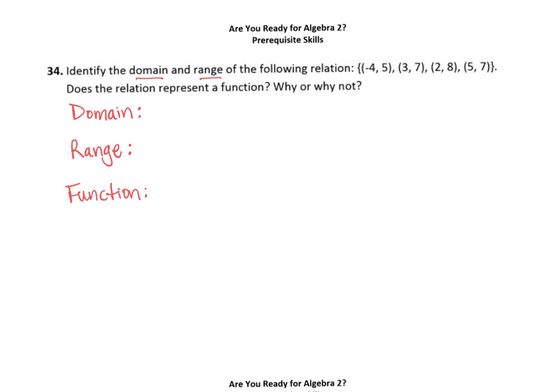On number 34, we're asked to identify the domain and range of the following relation, which a relation is like a grouping of ordered pairs. And then we're asked to say if this relation represents a function and why or why not. So if you remember from Algebra 1 that I taught you that domain means the x values in your ordered pairs. That's all it means. Domain is the x values. Range then is the y values.